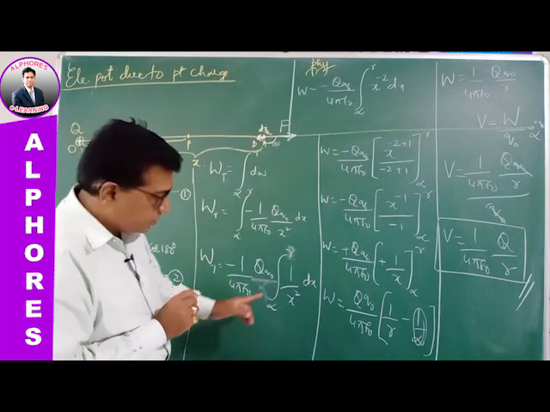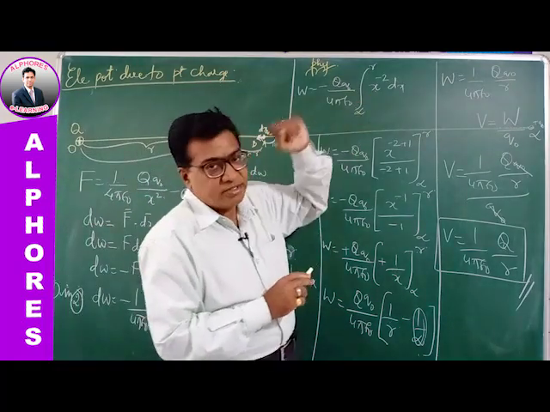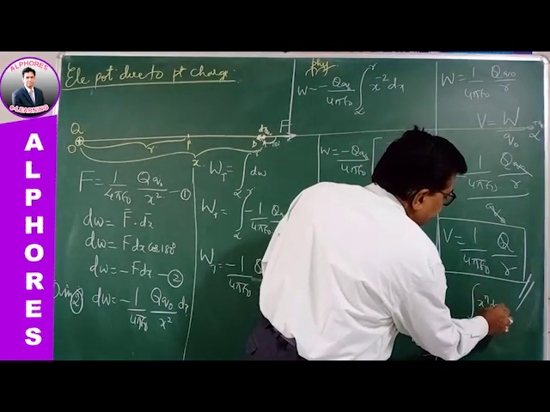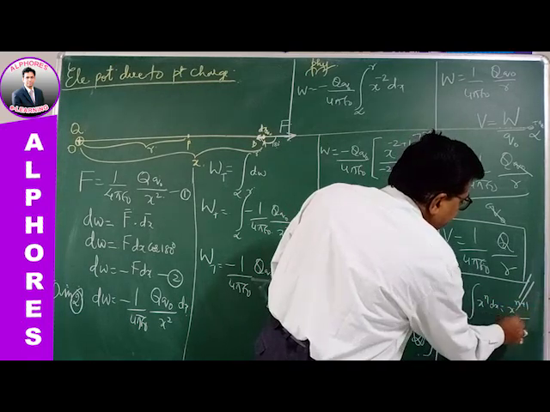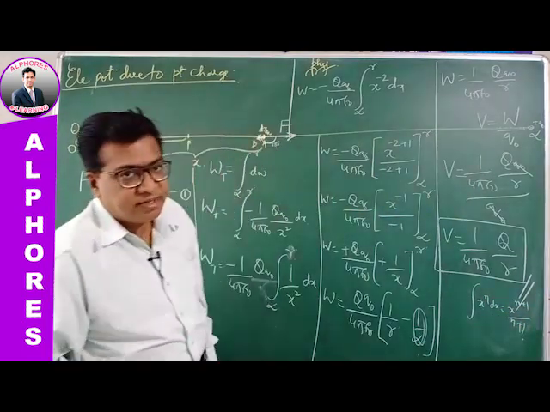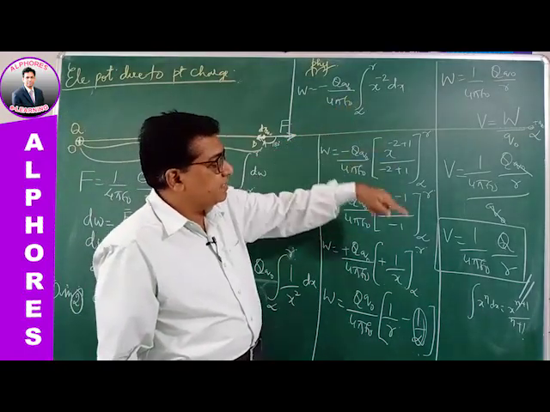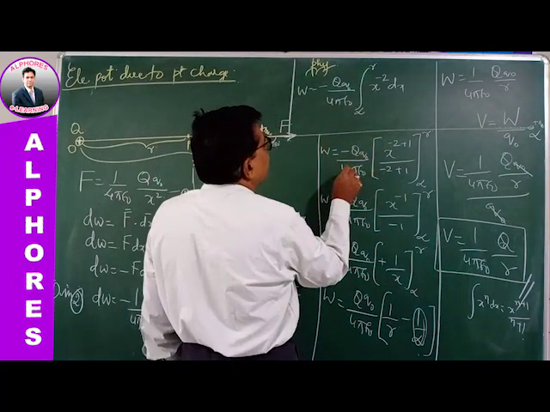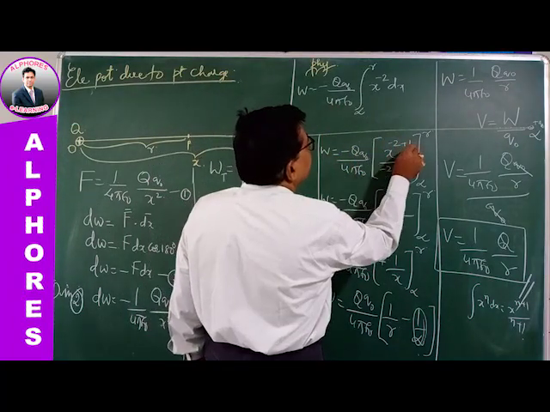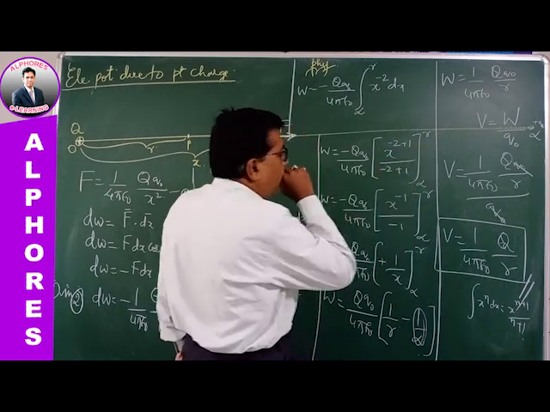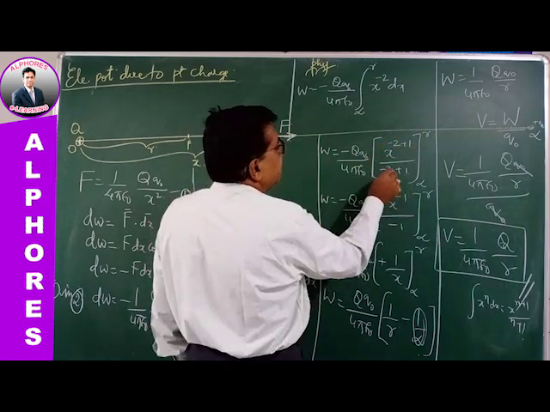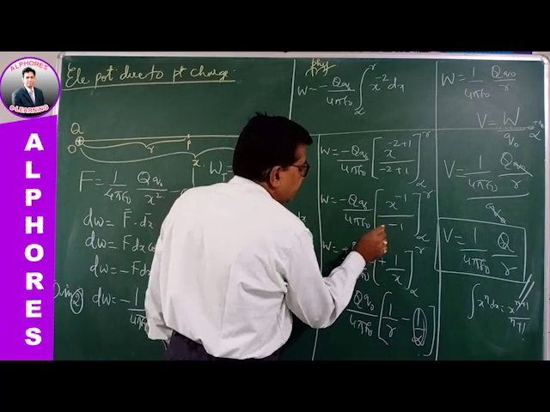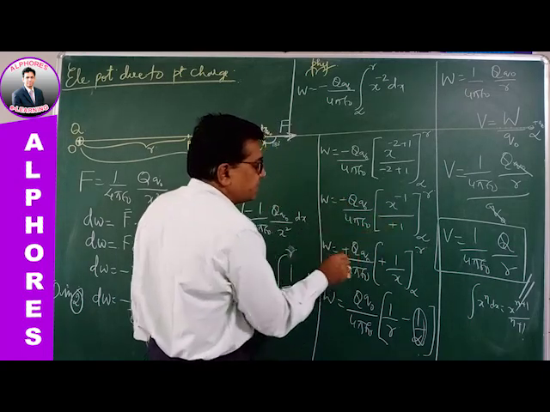So 1 by x square I can write as x power minus 2. According to integration, the integral of x power n dx is x power n plus 1 by n plus 1. Please note this formula, it is very important to remember. So performing the integration, minus Q q naught by 4 pi epsilon naught, x power minus 2 plus 1 by minus 2 plus 1, between the limits. Minus 2 plus 1 is minus 1. Cancelling minus and minus here, I get plus.